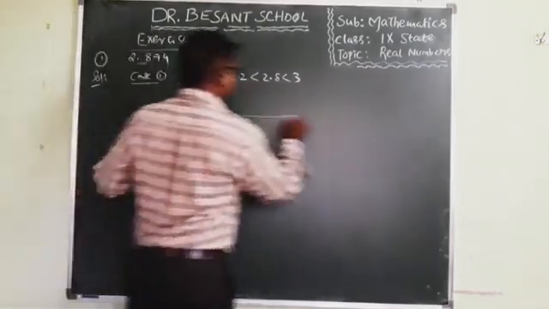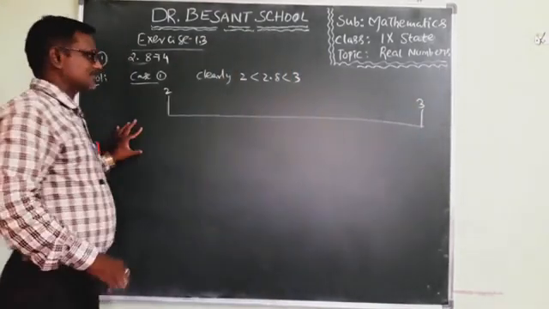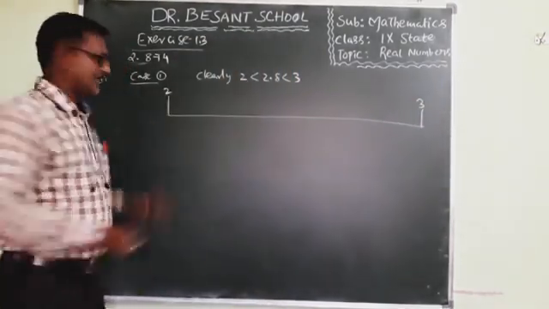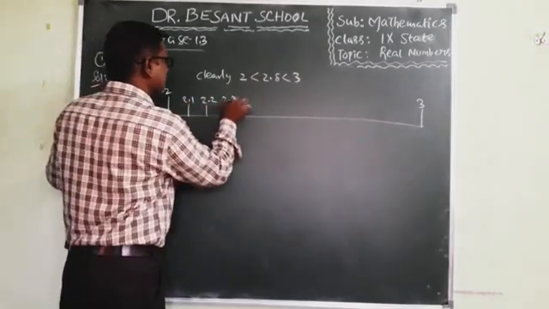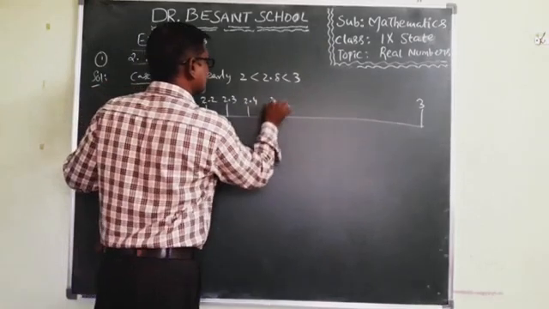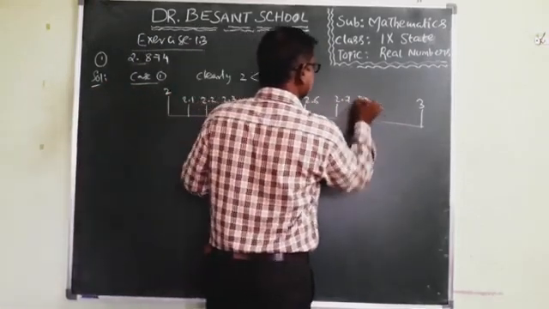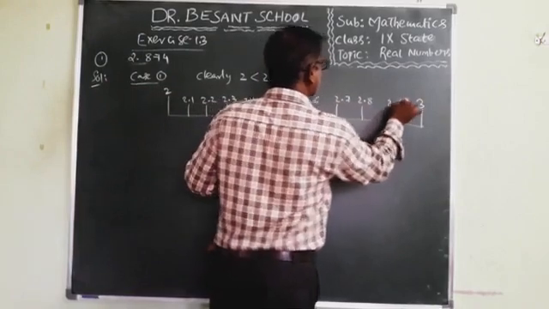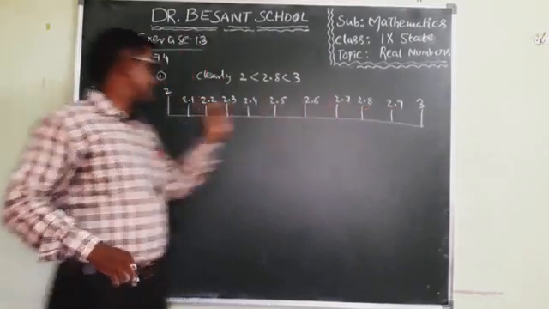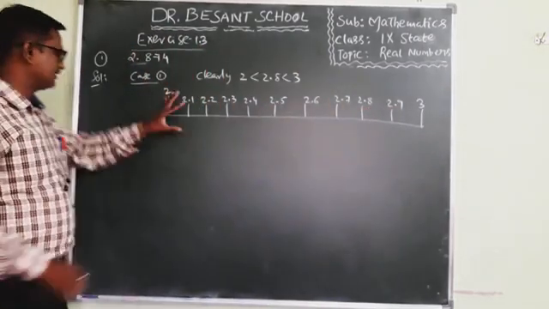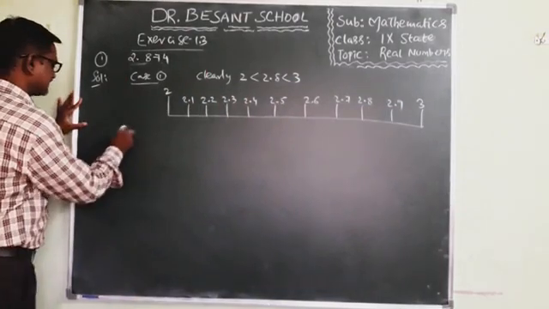Now verify. This is 3, this is 2. So between 2 and 3, 2.8 we can identify. This is 2.1, this is 2.2, this is 2.3, this is 2.4, this is 2.5, this is 2.6, this is 2.7, this is 2.8, this is 2.9. So 2.8 lies between 2 and 3. This is case 1. Okay children, and next case verify.